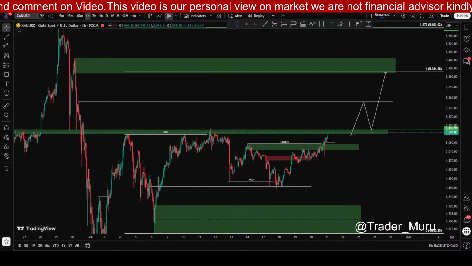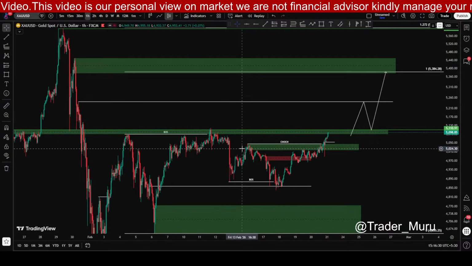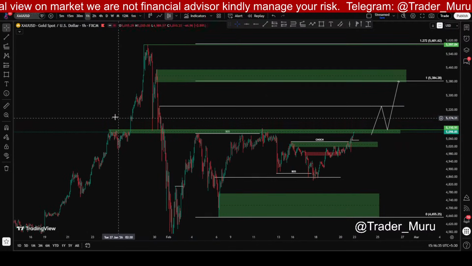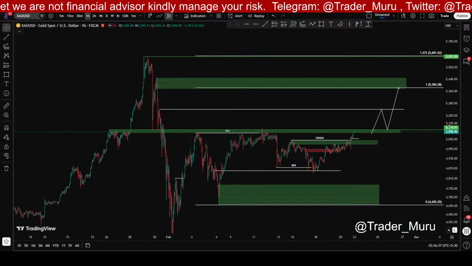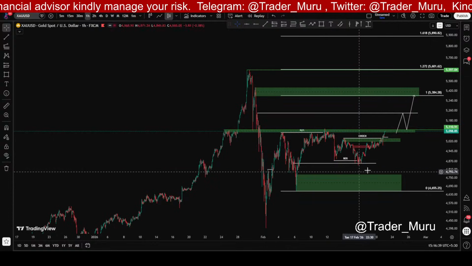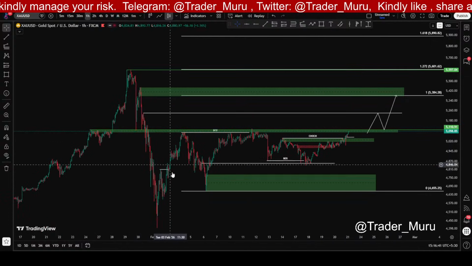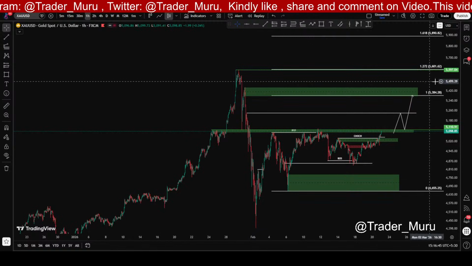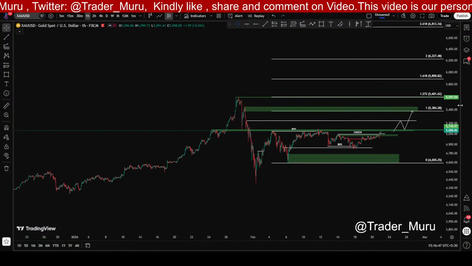Why is price action worse in these two months? It happens every year in January and February. Price action is like this: it will continue in a one-sided trend, and most of the time this is when smart money accumulates their positions.